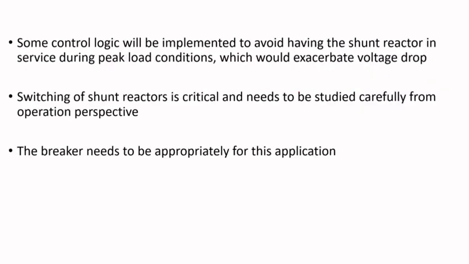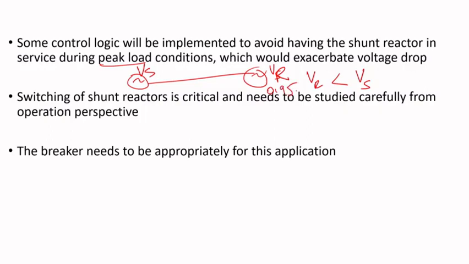Some control logic will be implemented to avoid having the shunt reactor in service during peak load conditions, which would exacerbate voltage drop. Because under peak load conditions, you have the sending end voltage, receiving end voltage. Under peak load, VR will be smaller than VS. In other words, the receiving end voltage will be lower than the sending end. Let's say this is 0.95 per unit, or 95% of the nominal voltage.